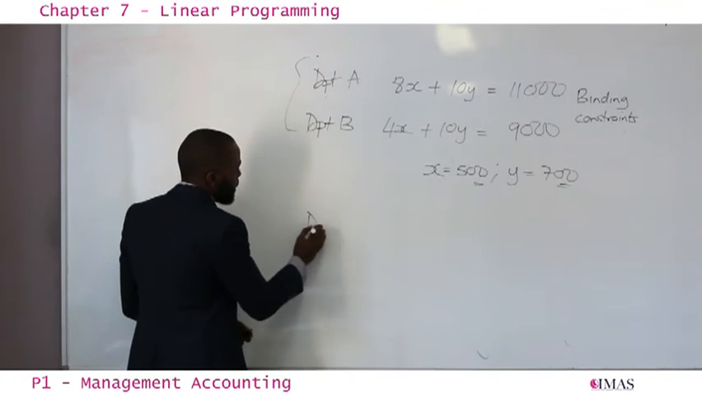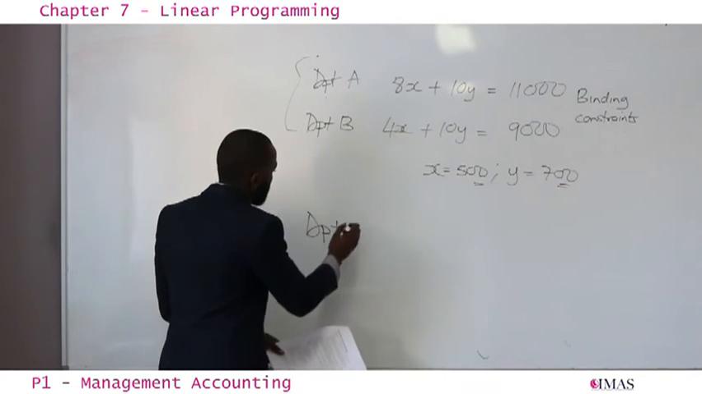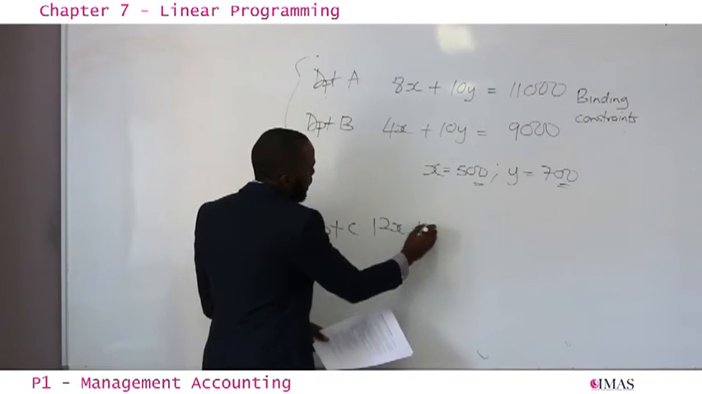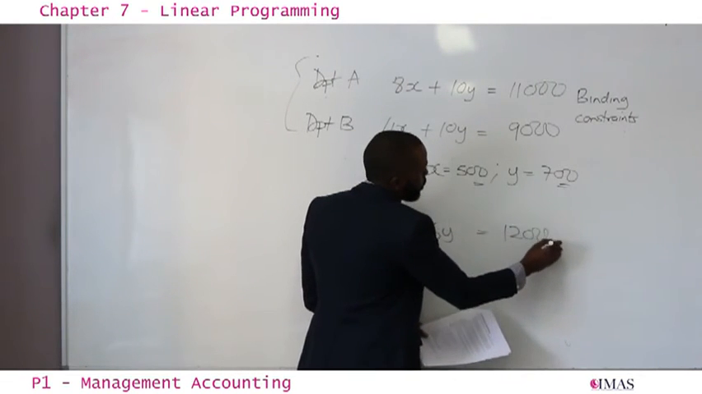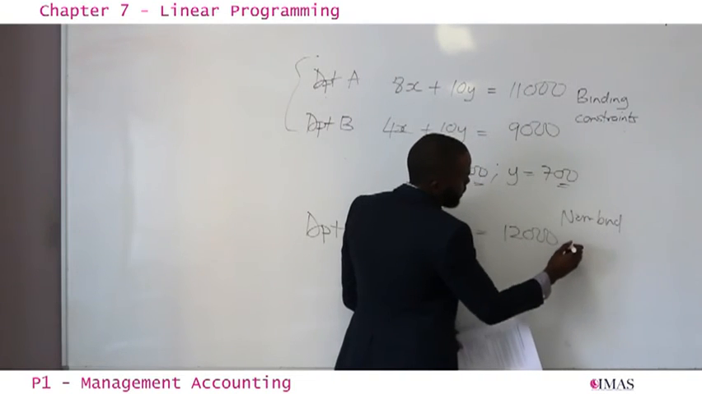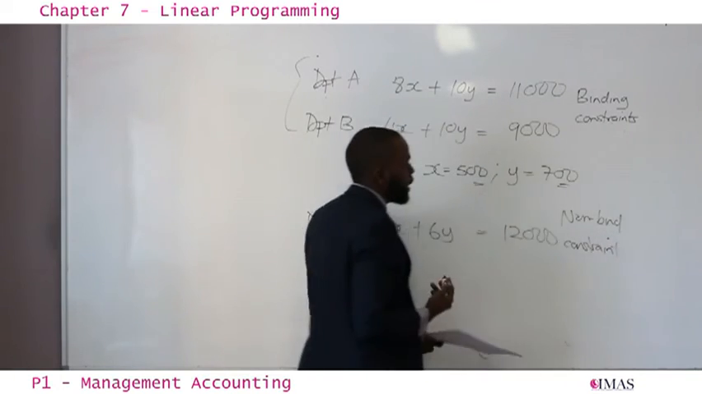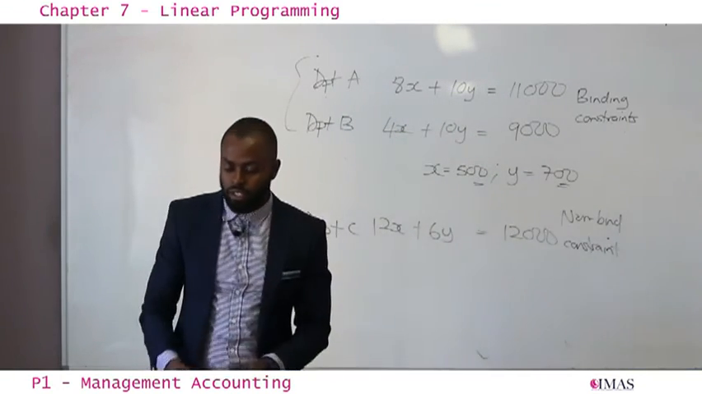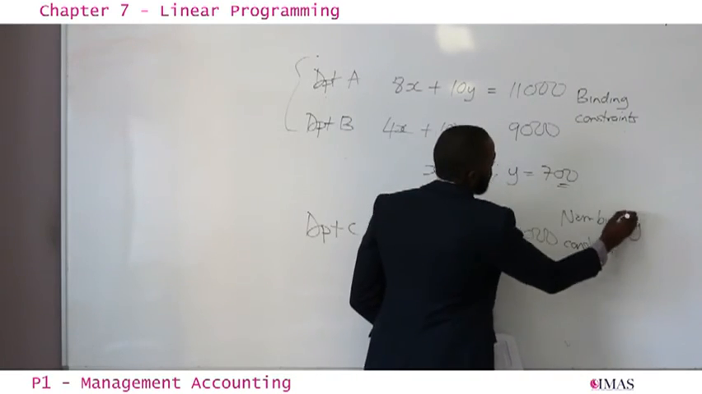Then department C, which was 12x plus 6y is equal to 12,000, we call this the non-binding constraint.